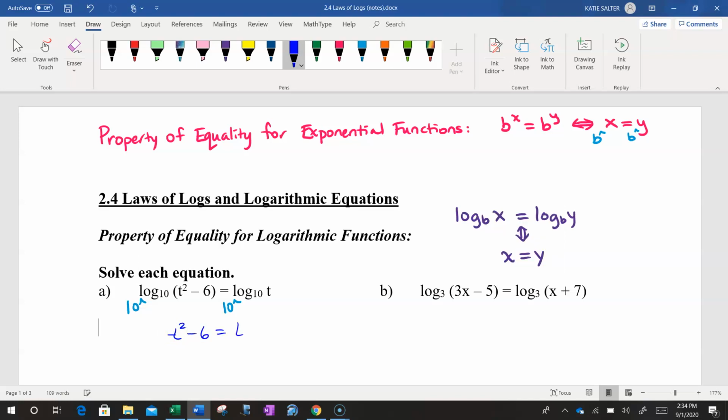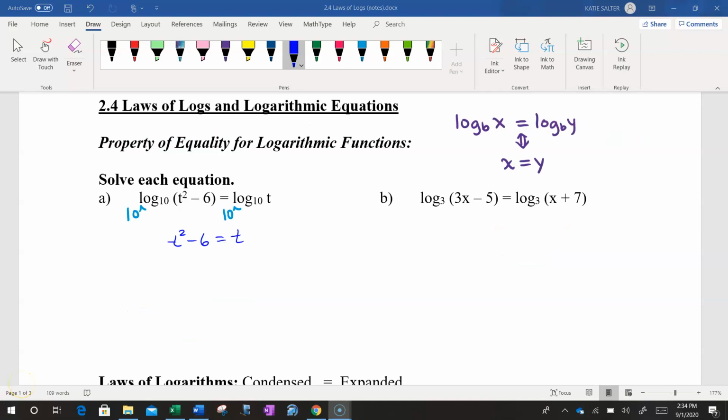is equal to t. Now, some of y'all will not write that step out. You might just apply the property of equality and go, oh, okay, I've got a log equal to a log. They have the same base, so their answers have to be equal, and that's fine also. At this point, we have a quadratic equation. So the first step is to set this equation equal to 0. So we're going to subtract t from each side, and let's make sure we put it in descending order. So we have t squared minus t minus 6 is equal to 0.